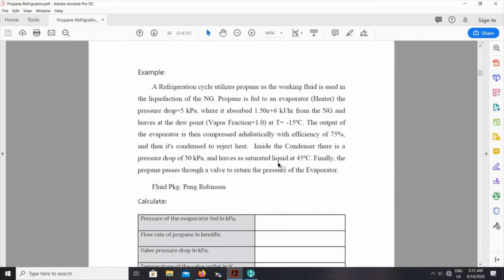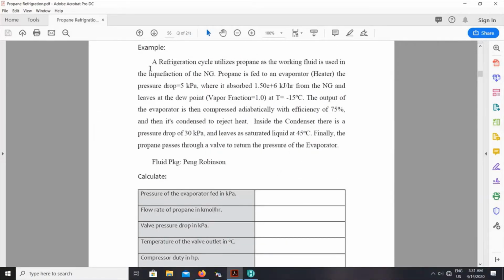So in this particular example we have a refrigeration cycle which utilizes propane. Propane is the refrigerant that we are using as a working fluid in the liquefaction of natural gas. Propane is fed to the evaporator. In this case we are using a heater. Okay, a heater is a kind of evaporator which is basically used here.